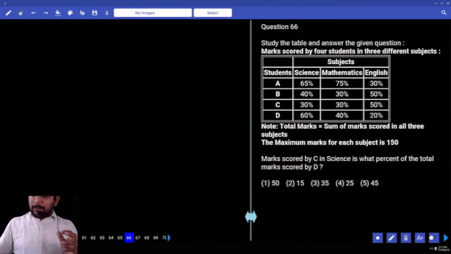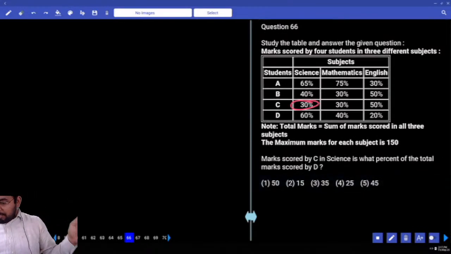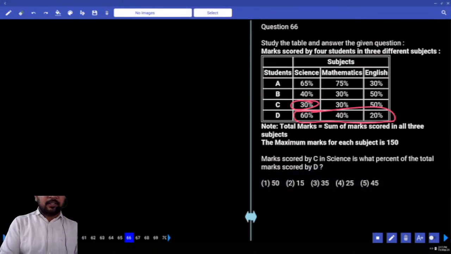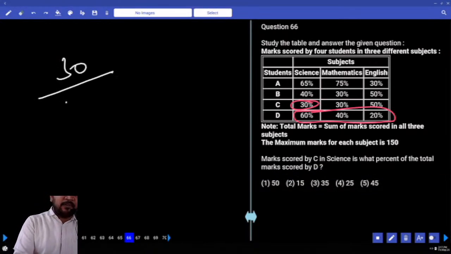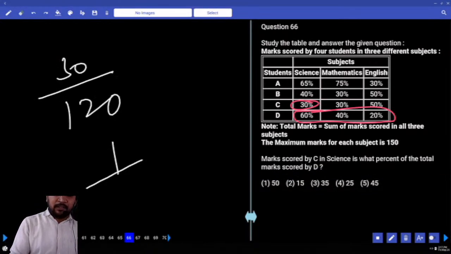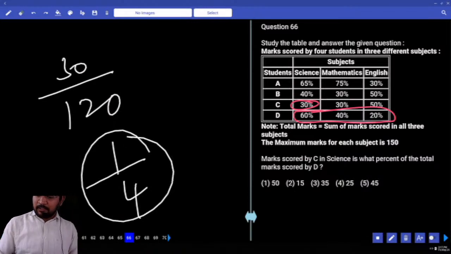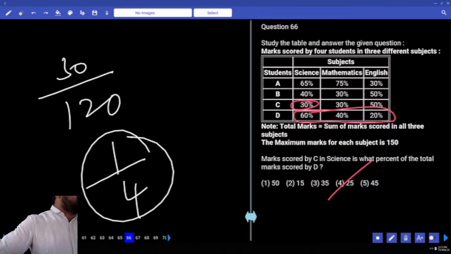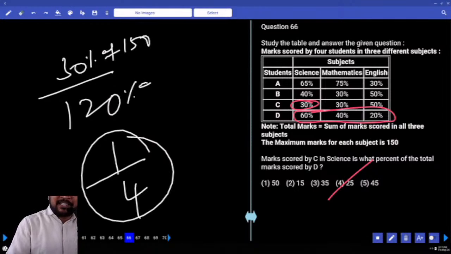First question. Marks scored by C in science, 30%, is what percentage of total marks obtained by D? Total marks obtained by D is 120%. 30 is how much percentage of 120? 30 by 120, 1 by 4. Sir, why are you not converting into marks? Convert it: 30% of 150, 120% of 150.